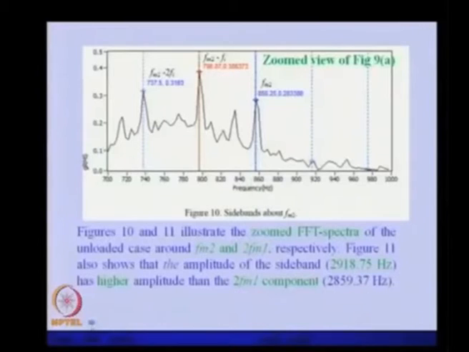This is basically the zoom view of the previous slide. In this you can see that this is FM2. There is a modulated frequency, that is the sideband FM2 minus Fi, corresponding to the speed of the shaft, and this is FM2 minus twice Fi. So these are the sidebands which are predominant, more than the actual tooth missing frequency, because of the severity of the fault.